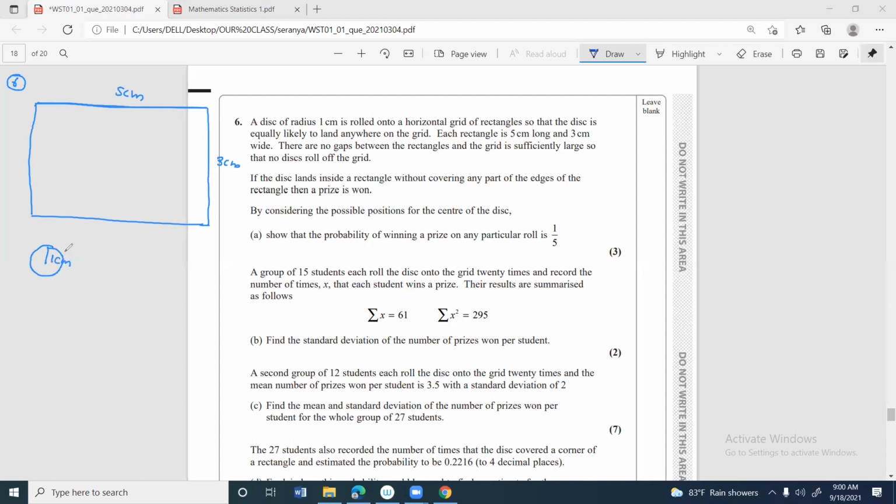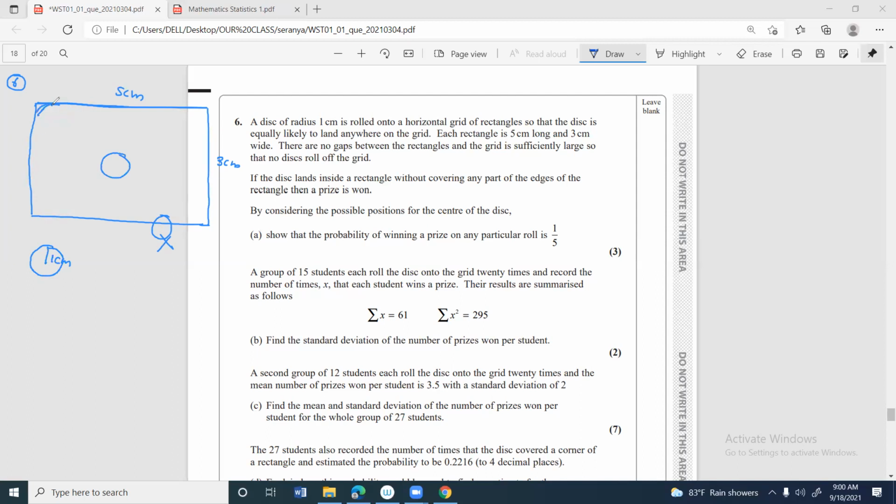Then, by the rule, if the disk lands outside of the rectangle, or covers any part of the edge of the rectangle, then there is no prize. You need to put it exactly inside over here. That kind of situation is not accepted. That is the point we need to understand in this question. Show that the probability of winning a prize on a particular roll is 1/5. That means we have to be very concerned about the edges.